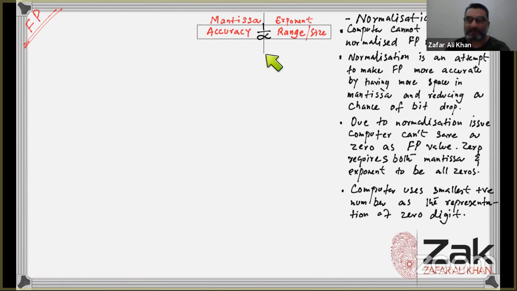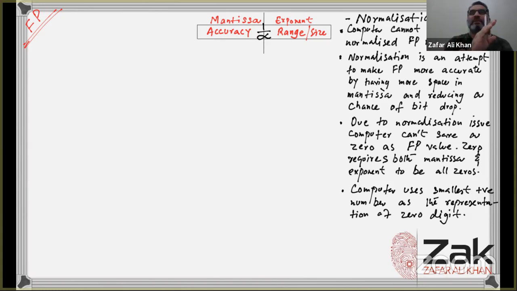So let's say if it is a slider and we move it towards the left, we decrease the accuracy, but we increase the range. And similarly, if we move this slider towards the right, we increase the accuracy, but we decrease the range. So we can say that mantissa is inversely proportional to exponent. This is a common question that appears in exam. What is the relationship between mantissa and exponent? So the relationship between mantissa and exponent is they're inversely proportional to each other.